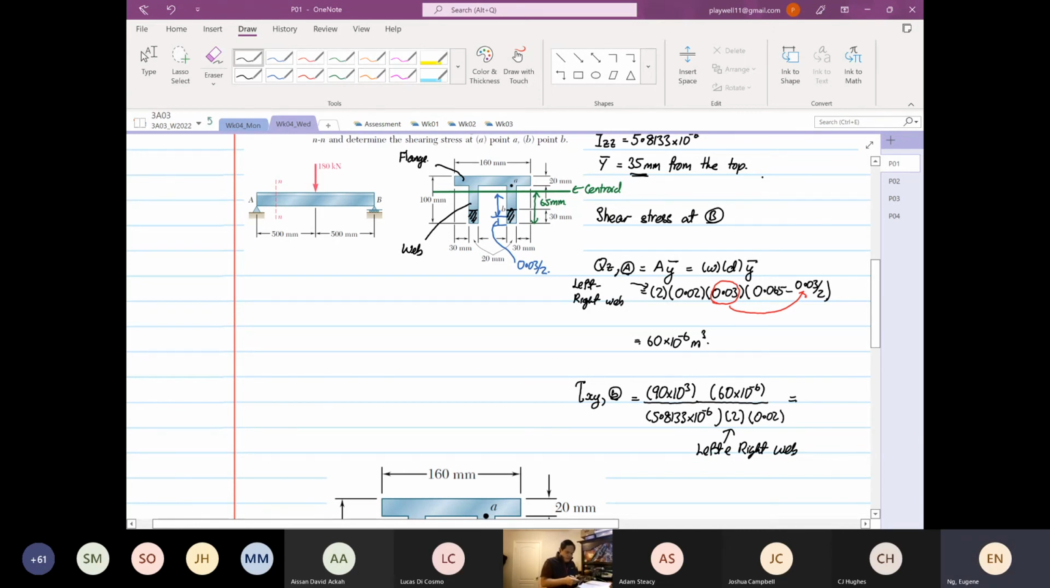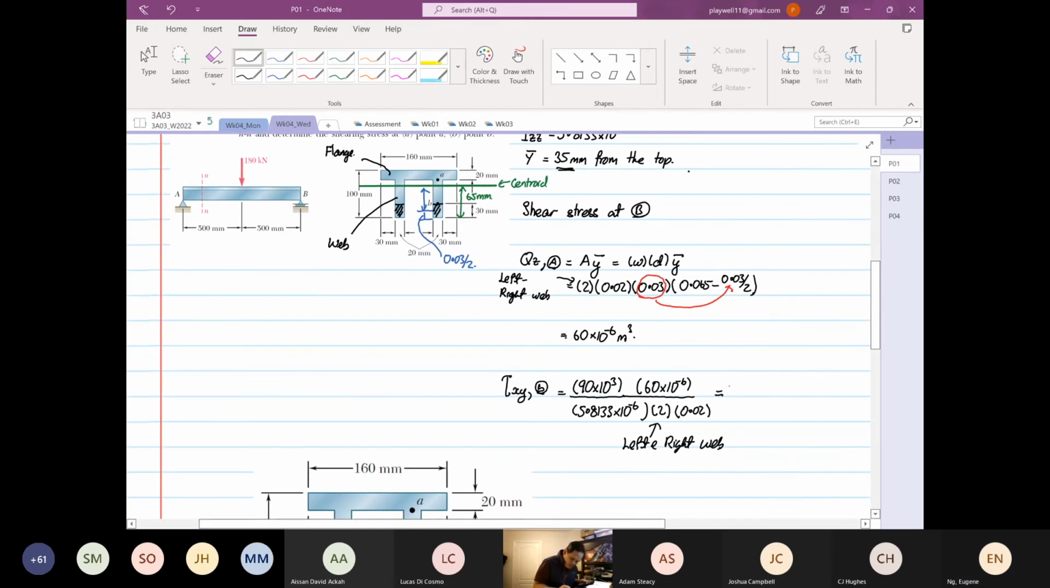So this is equal to 90 times 10 to the power 3 times 60 times 10 to the power minus 6, divided by 5.8133 times 10 to the power minus 6, divided by 2, divided by 0.02, which is equal to 23.222 times 10 to the power 6 Pascal. Okay, so that is how we determine the shear stress at point B. Now we are looking at specific points. What if we want to look at the distribution of the shear?